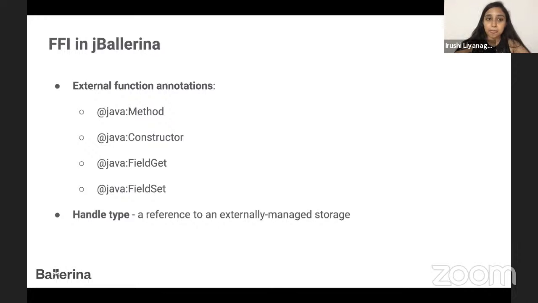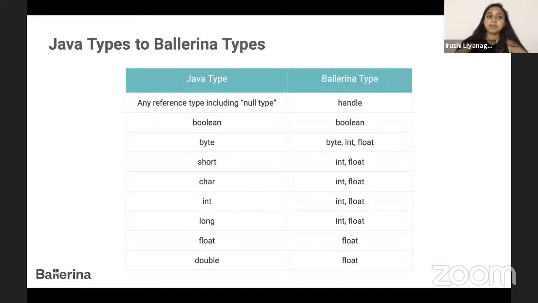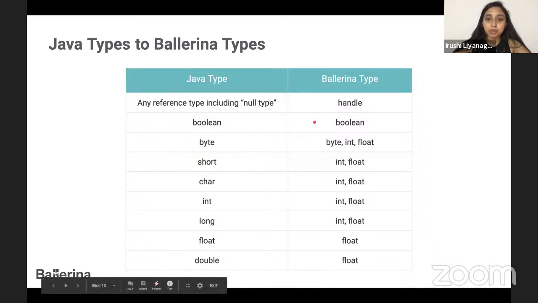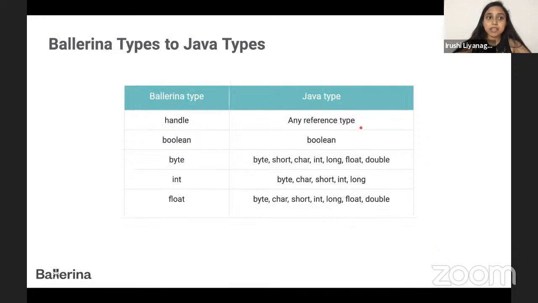Okay, I will give you a quick update on how Java types will be mapped onto Ballerina types in Java interoperability. Any reference type, including the null type, will be mapped onto a handle, and all the primitive types will be mapped onto corresponding Ballerina types based on the binding conversions. And similarly, the Ballerina types will be mapped onto Java types.